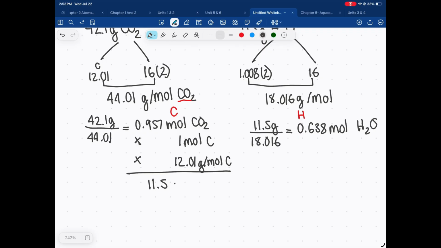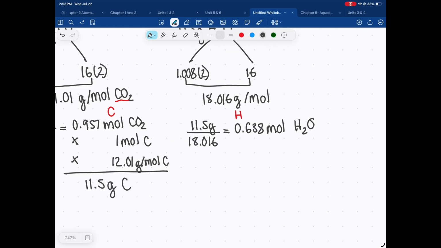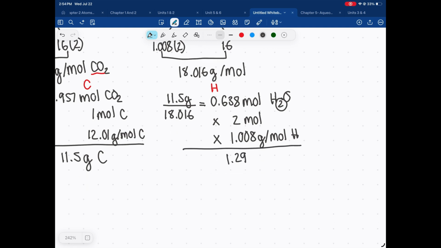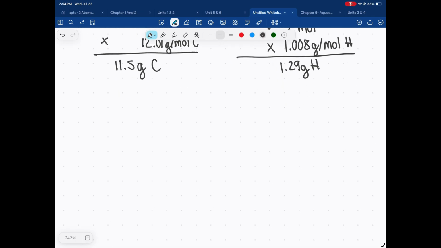So it's going to be 11.5 rounded grams of carbon. So we'll do the same thing on this side. We see that we have two H's, or hydrogens, so we are going to multiply this by 2 and then by the molar mass of H. This gives me 1.29 grams of hydrogen. So altogether, we can combine what we know we have for carbon and hydrogen, and this is going to give me 12.79 grams.